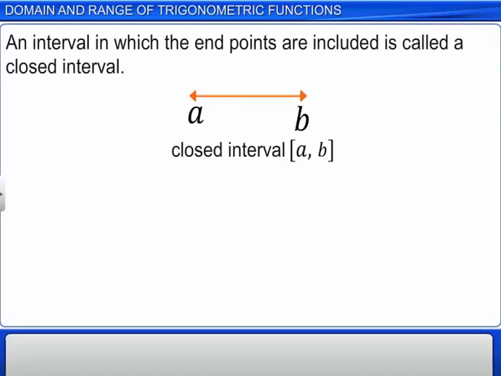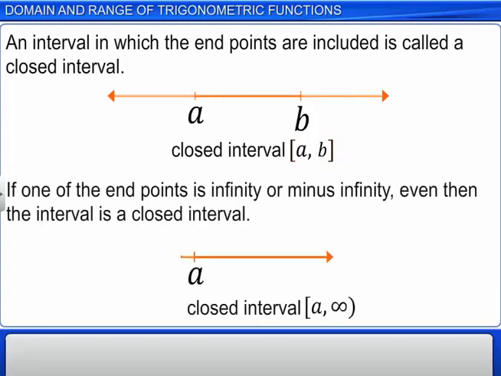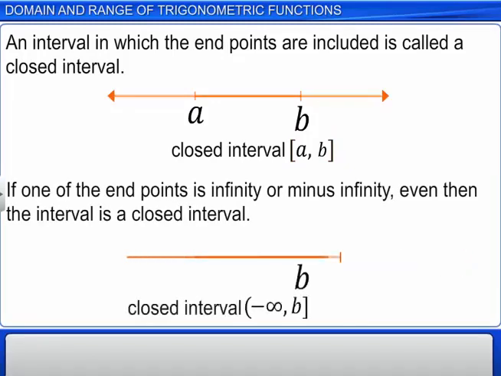An interval is said to be closed if both the endpoints are included in it. It is denoted by square bracket a comma b. If one of the endpoints is infinity or minus infinity, even then the interval is said to be a closed interval.